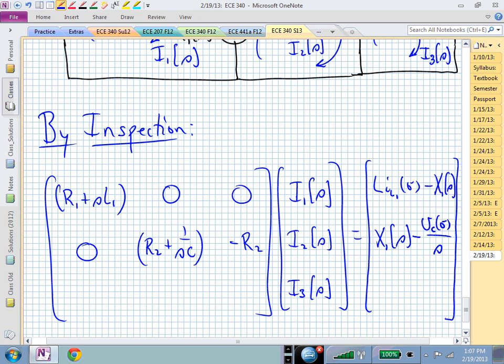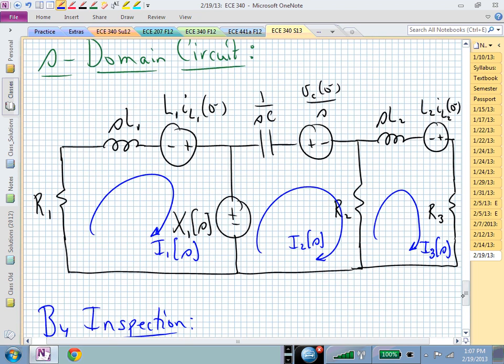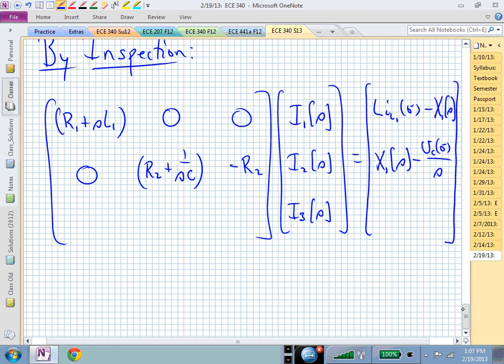Third row. What do I like to start with? The diagonal piece, right? What impedances are touching I sub 3? I've got 3, don't I? And I just add them up. I now have R sub 2 plus R sub 3 plus S L sub 2.